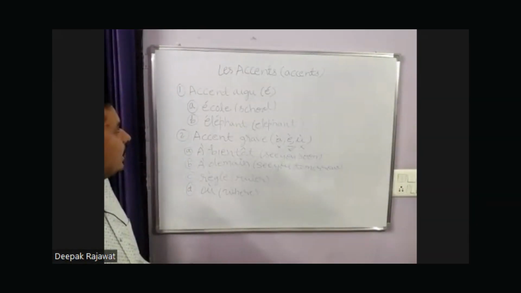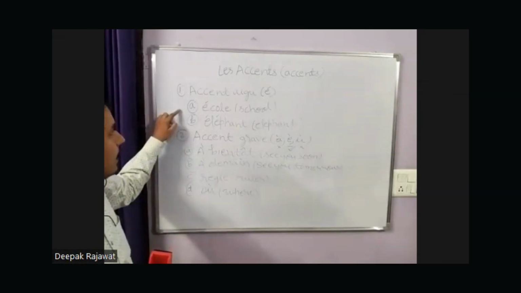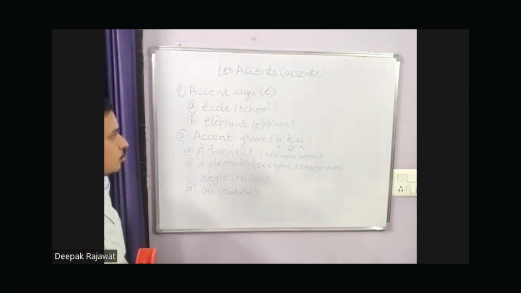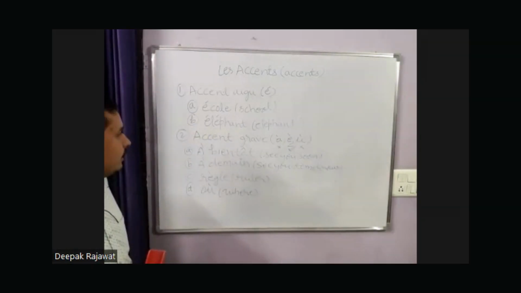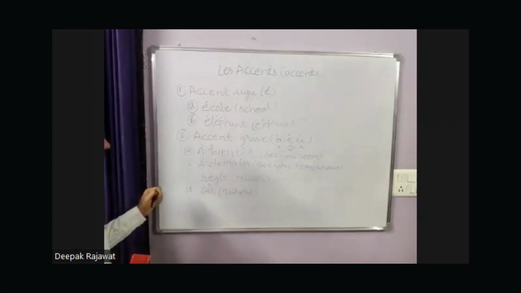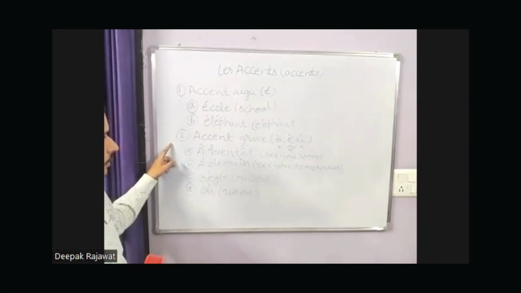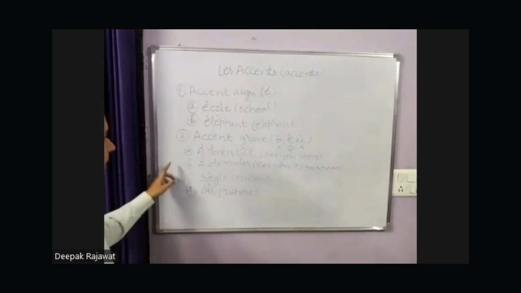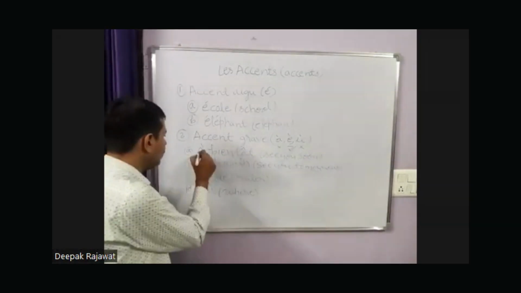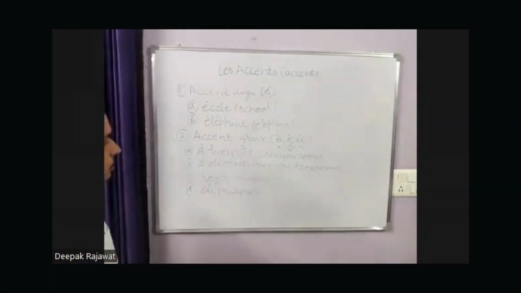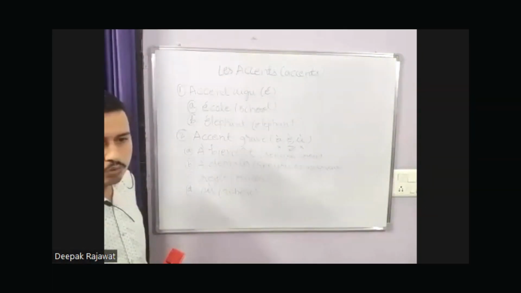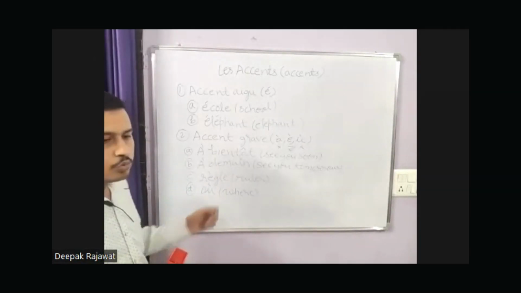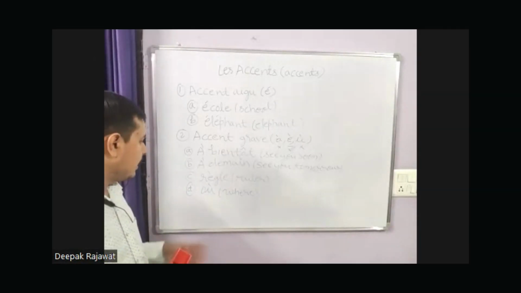So with accent aigu, we have done two examples, école and éléphant. École is school and éléphant is elephant. And accent grave is put on letters A, E, U. And we have done the examples: à bientôt is see you soon, à demain, see you tomorrow. Règle is ruler or scale. And où is where.